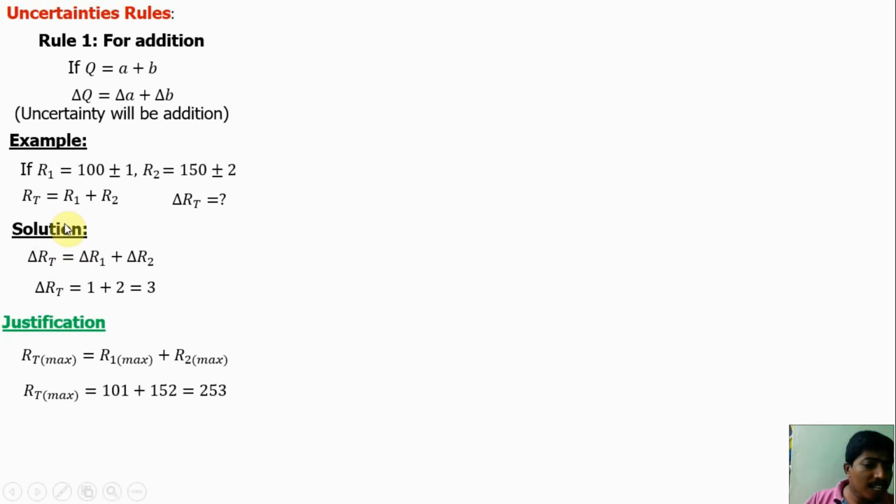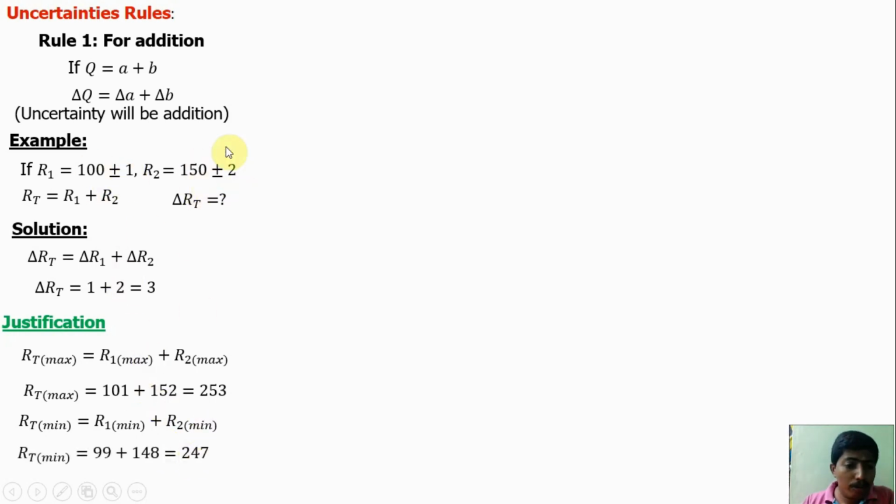When will the RT be minimum? Both R1 and R2 will be minimum, then only the RT will be minimum. So, RT minimum is equal to R1 minimum plus R2 minimum. Here, R1 minimum value is 99. R2 minimum will be 148. So, we will get RT minimum is equal to 247.